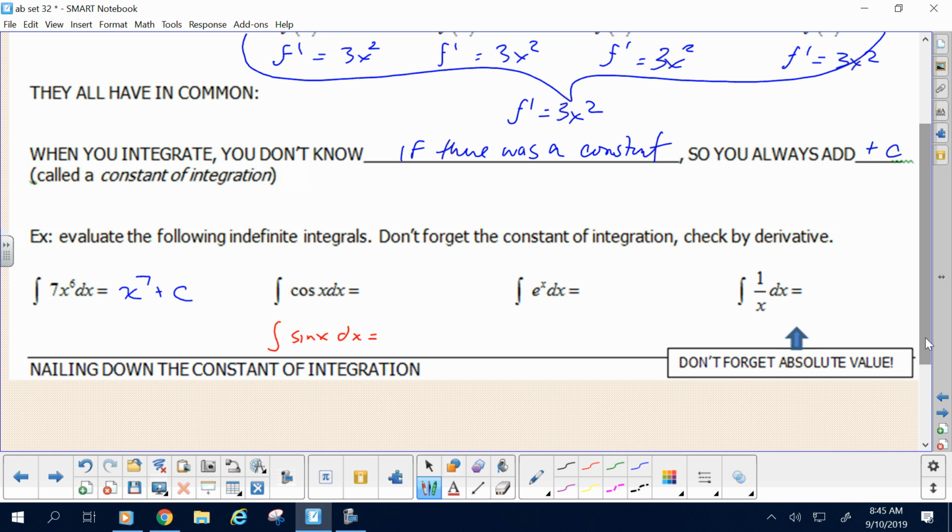Okay, ready? So what's the antiderivative of cosine? Is it sine or negative sine? It's tempting to say negative sine because when you would do derivatives, you think the derivative of cosine is negative sine. But that's not the question. The question is what gives you a derivative of cosine? And that's just normal sine.